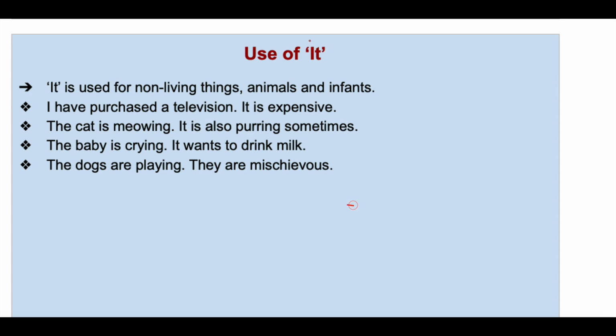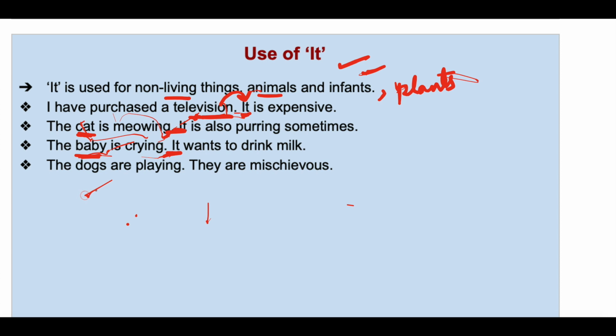Next, what is the use of it? It is used for non-living things, for animals, for plants, and for infants, that is newborn babies. I have purchased a television. It is expensive. Television is a non-living thing, that's why it has been used. The cat is meowing. So the cat is an animal, that's why it has been used for cat. The baby is crying. Baby is an infant, that's why it has been used.